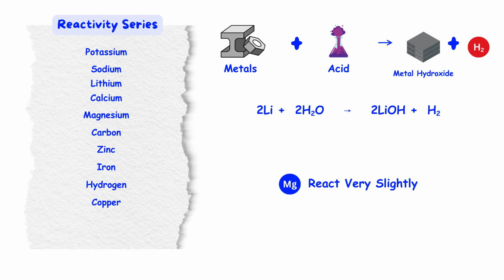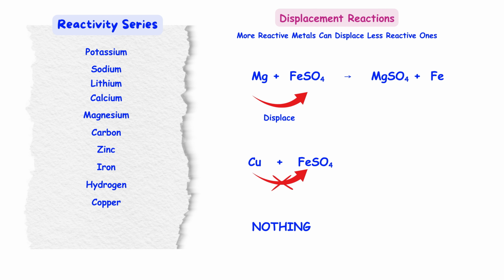Now, if instead of acids, we react metals with water, the products formed are metal hydroxides and hydrogen gas. For instance, lithium reacting with water would produce lithium hydroxide and hydrogen gas. However, only the most reactive metals can actually do this. Metals like zinc, iron, and copper will not react with water at all, while magnesium will react only slightly.